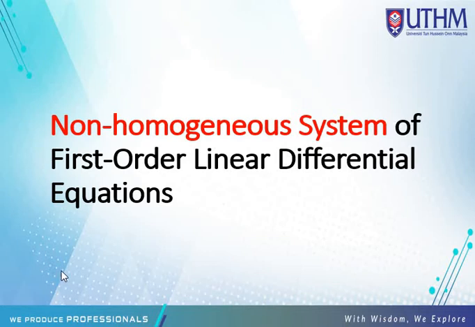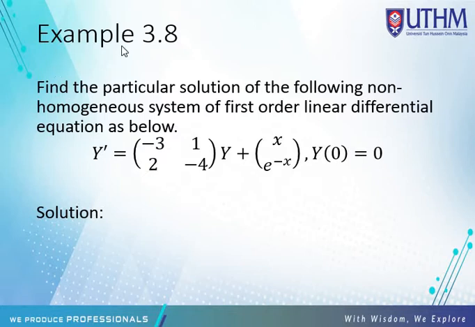Hello everyone, in this session I will continue to share with you another example on a non-homogeneous system of first order LDE. In this example, the question requires you to find the particular solution for the following non-homogeneous system of first order LDE as below. So this is the matrix, the first order linear differential equation with the matrix -3, 1, 2, and -4. Okay, so how are we going to find the particular solution for this?